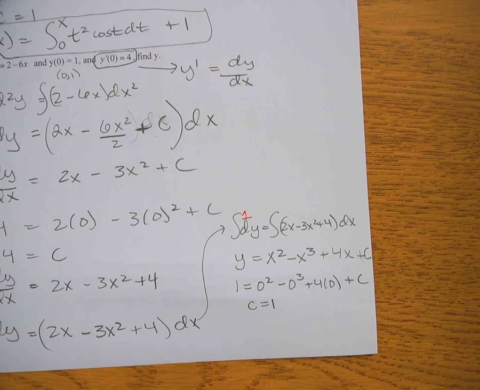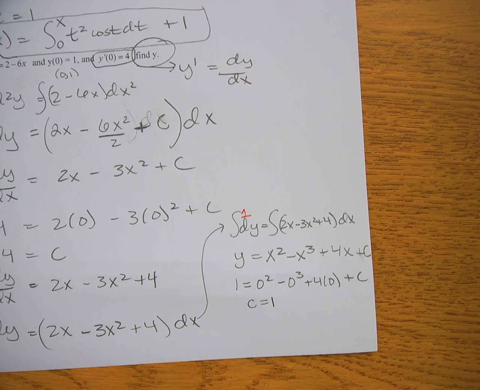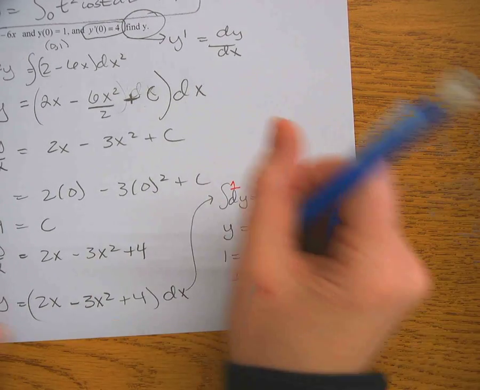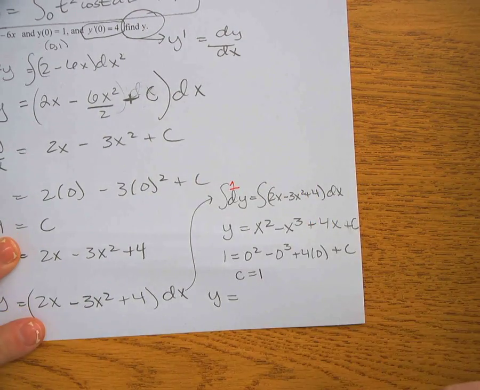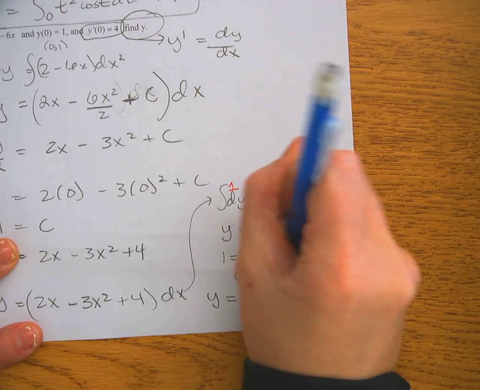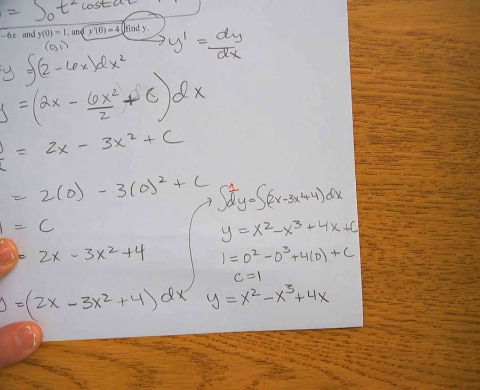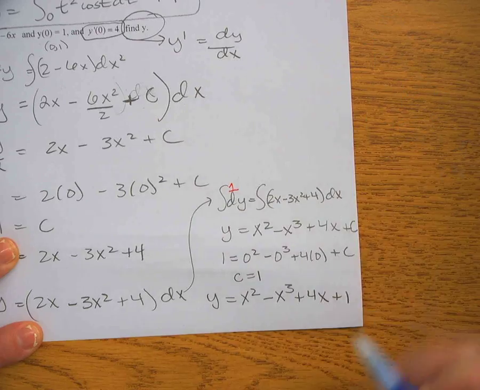So I'm finally able to answer this question, because this question was asking me to find y. I'm now finally able to do that. I know that y is equal to x squared minus x cubed plus 4x plus 1.